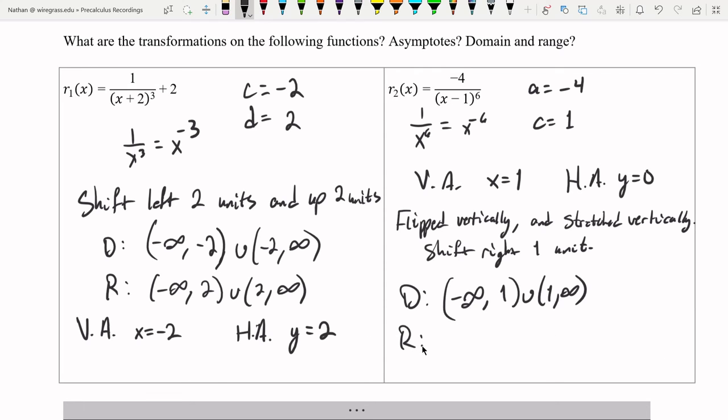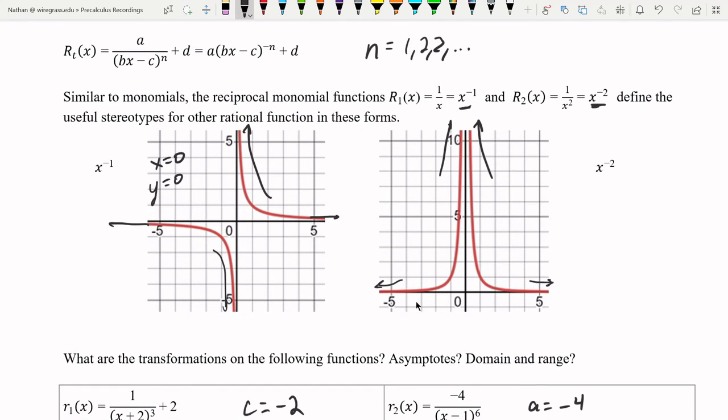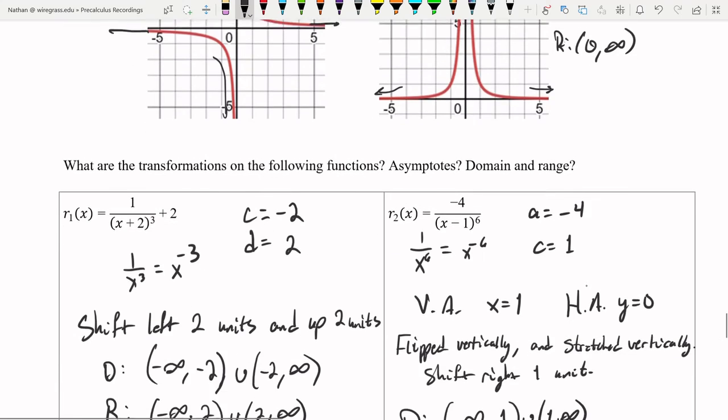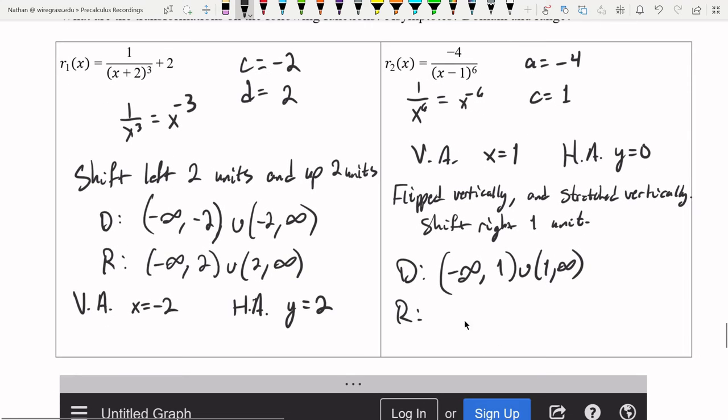And the range, well, up here the range was not negative. In fact, it wasn't even 0. The range of this guy was 0 to infinity. And that's been flipped vertically. It's not been shifted at all. It's just been flipped. It's been stretched, but that doesn't change the range. So it's been flipped, so that means it's going to be from -infinity to 0.